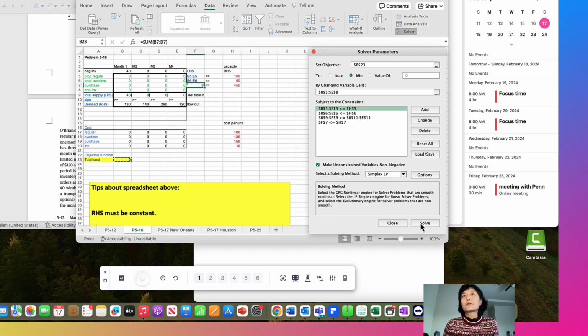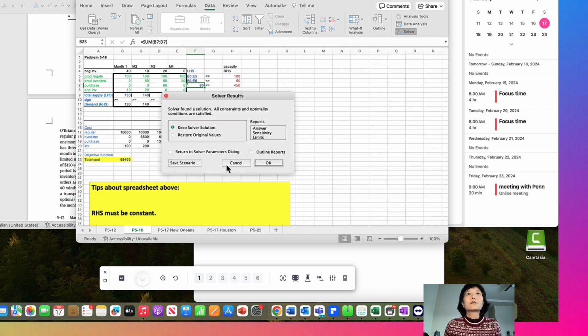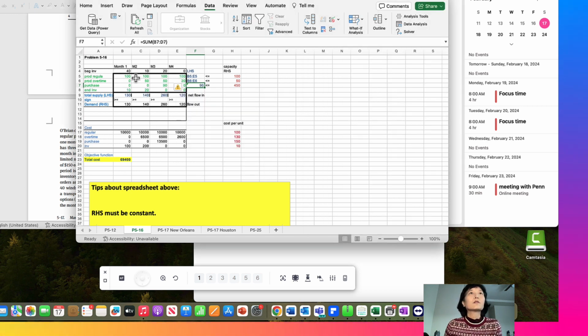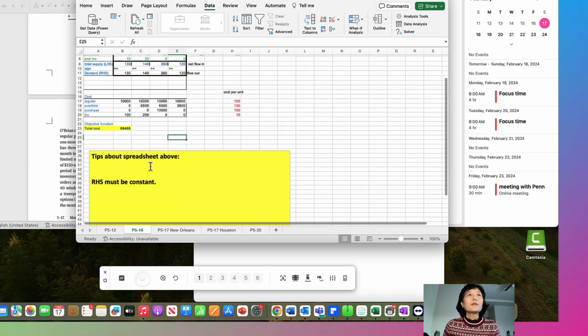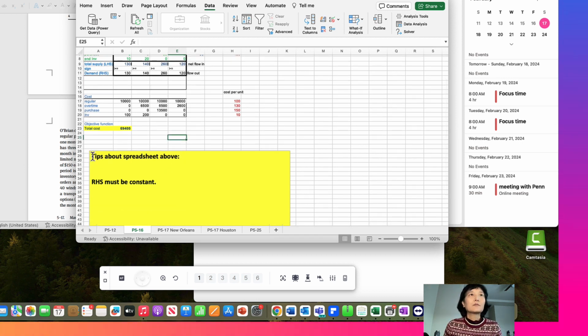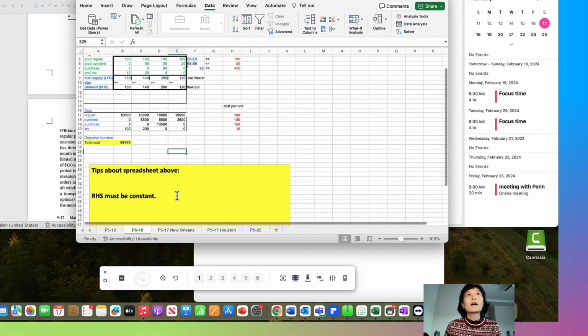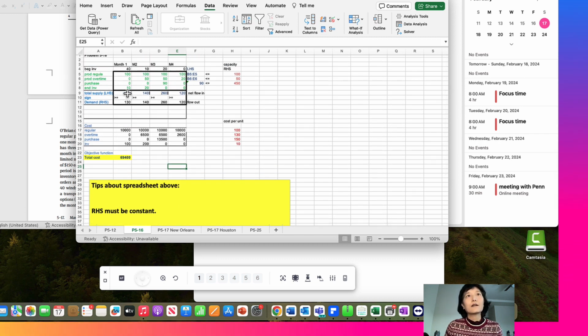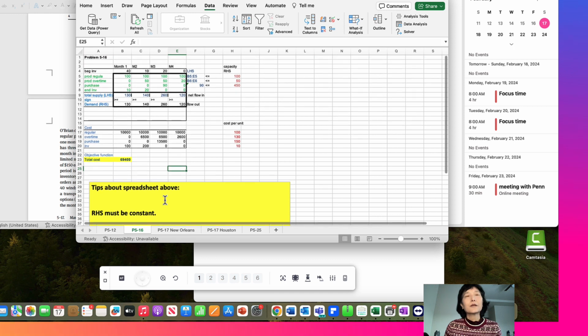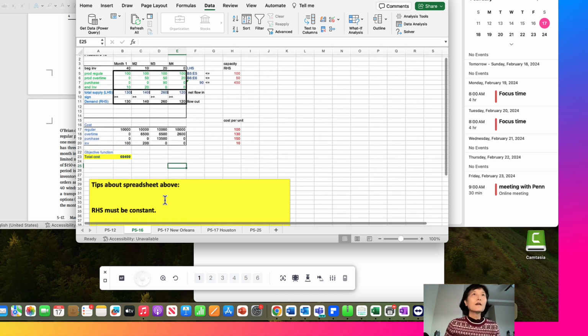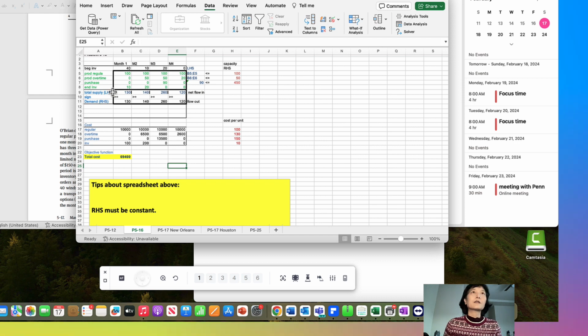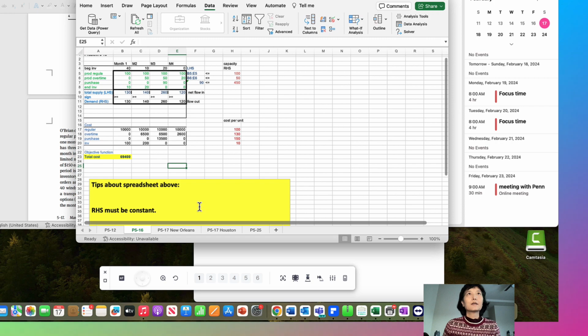At this point, solve, generate solutions, and it tells you one thing you need to pay attention to when setting up an Excel spreadsheet: the right-hand side must be constant. All the expressions that involve decision variables have to go to the left-hand side. If you don't do it, Excel will generate some pseudo solution, and if you look at it, some of the constraints will be violated. So it's very important to know. That's it for this problem.